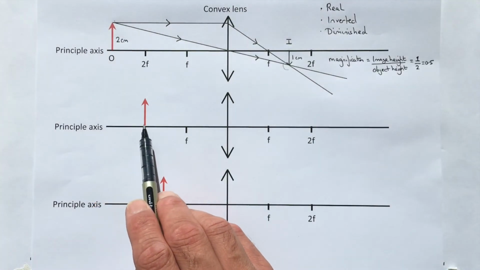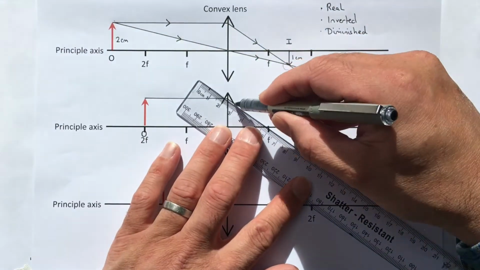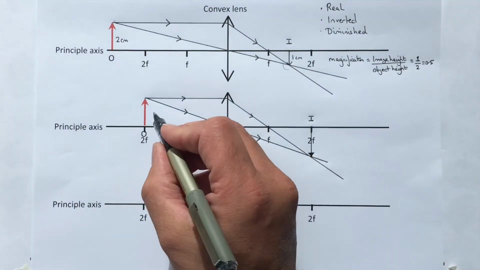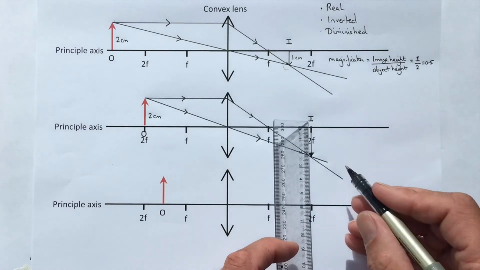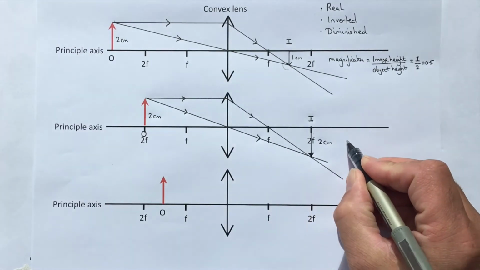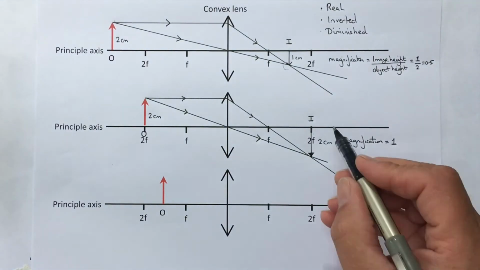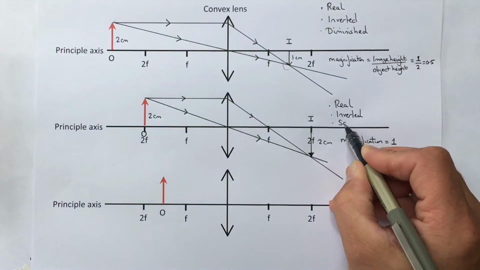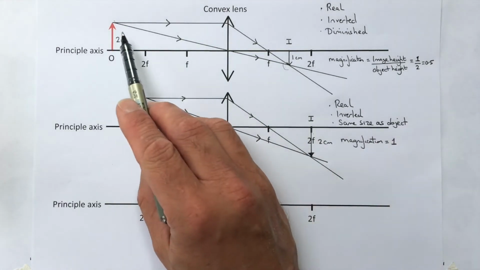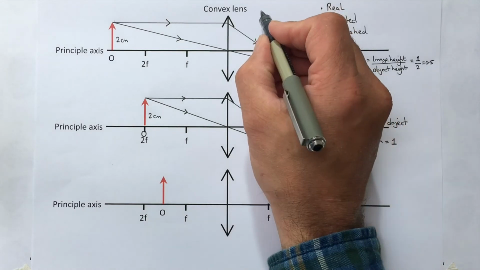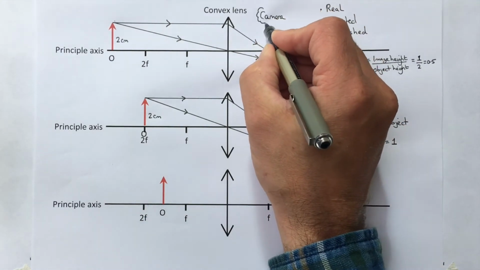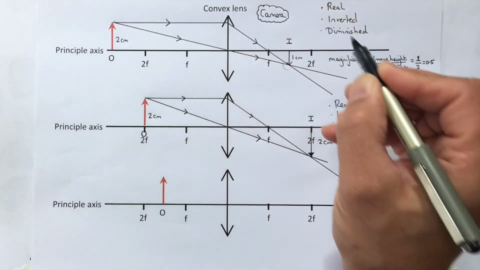You can see on the next diagram, putting the object at exactly 2 focal lengths gives an image which is also at 2 focal lengths. And the image size is 2 centimeters, the same as the object size, as we found in our practical. So the image properties are real, inverted and the same size. Going back to the first diagram, this is where the image is smaller than the object, so this is like a camera where you have a large object and a small image on the film, or in modern cameras of course, the pixel screen.